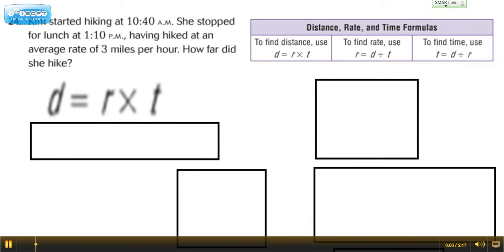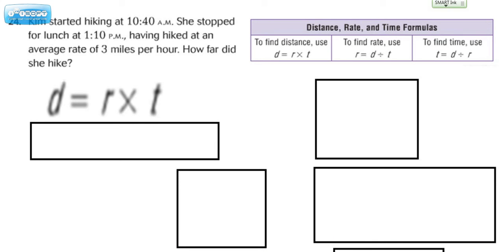We're looking at question number 24 from the Chapter 6 Extra Practice. This can be found on page 120 of your Standards Practice book. And number 24 reads as follows. Kim started hiking at 10:40 a.m. She stopped for lunch at 1:10 p.m. Having hiked at an average rate of 3 miles per hour, how far did she hike?